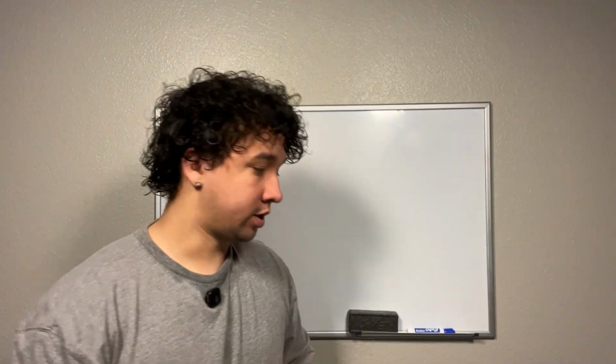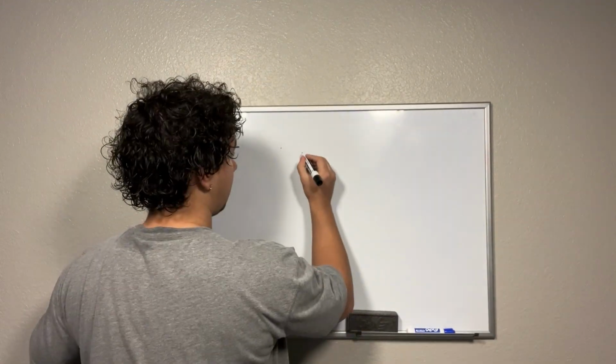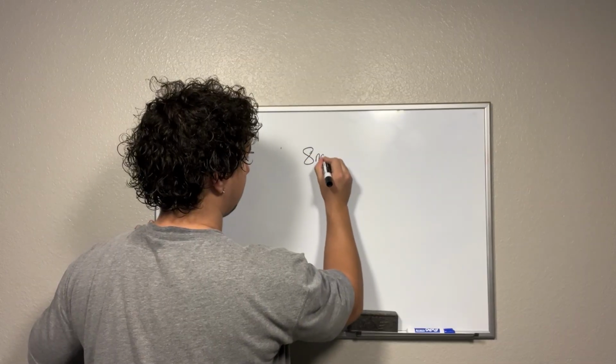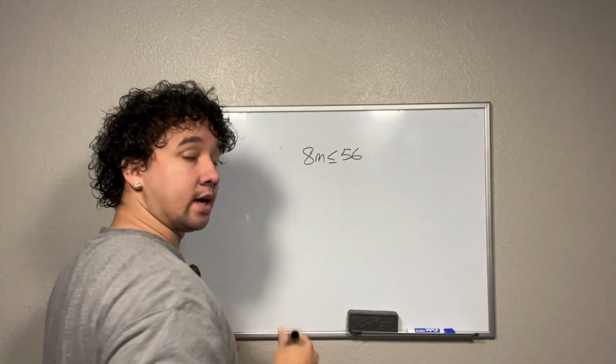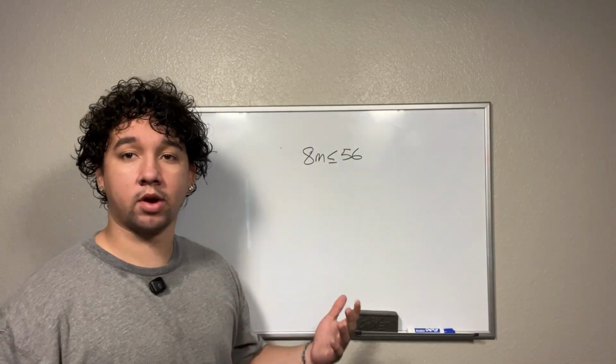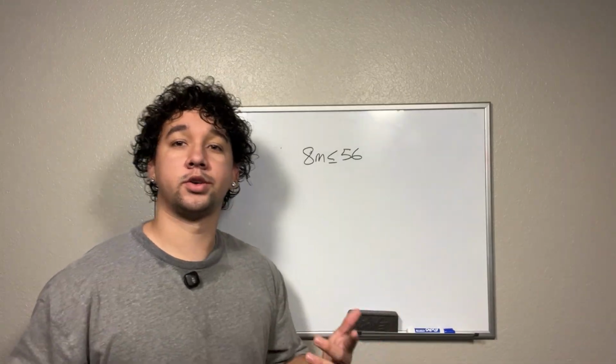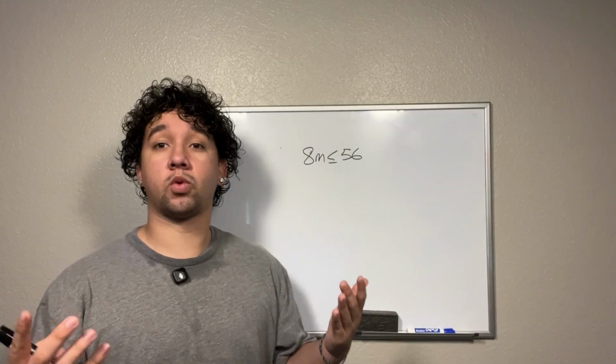All right, so first question here that I got is 8m is less than or equal to 56. And what it's asking me to do is solve and then graph it on a number line. So the first thing that I wanted to talk to you guys about is what is the difference between an inequality and an equation?